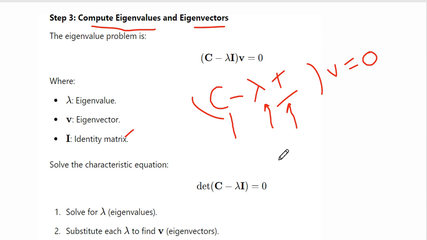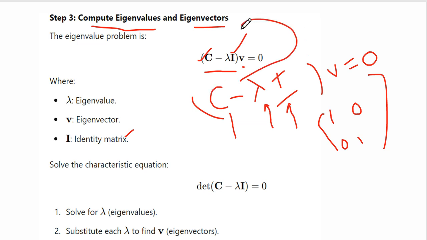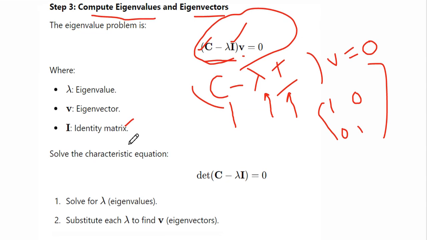I is the identity matrix. For example, if it is a 2 by 2 matrix, the identity matrix is 1 0 0 1. Like this, we are getting the I value. So we know the covariance matrix, we know the identity matrix, then (C minus lambda I) multiplied with V equals 0. From that we may get some eigenvectors.